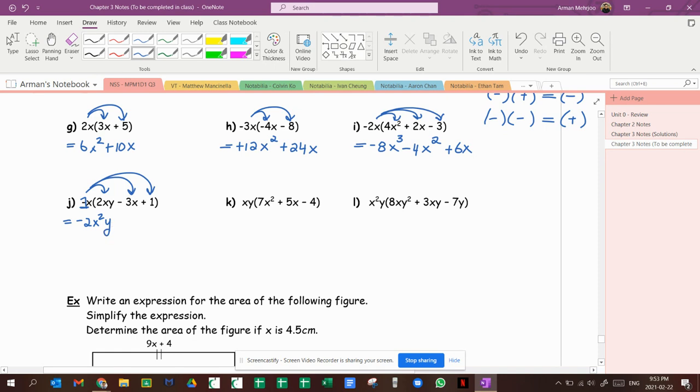And I'll just have to remember that for this term, I also have a y, so I have to keep that y. For my next term, again, I can multiply my numbers together, and I can use that addition property for my x's. And then for the last term, I multiply my numbers together, and I got to keep that x.